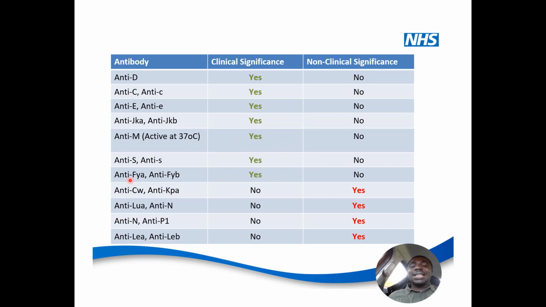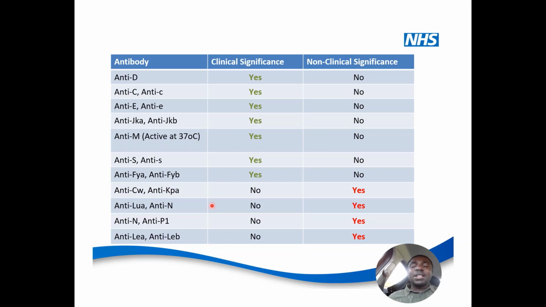Okay. Then anti-big S, anti-small s, clinically significant, yes. Anti-Duffy A, Duffy B, they are clinically significant. What are the ones that are non-clinically significant? You have KPA, you have CW, you see LUA, anti-N, of course anti-P1, anti-LUEA, and LUEB. Now, what will I tell?